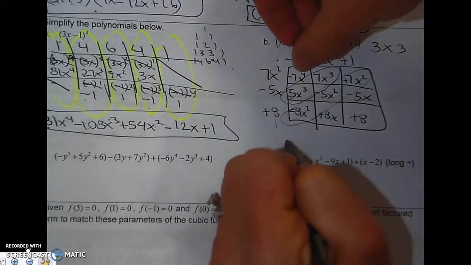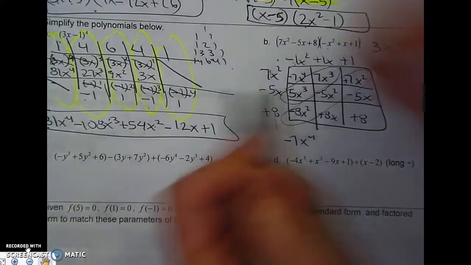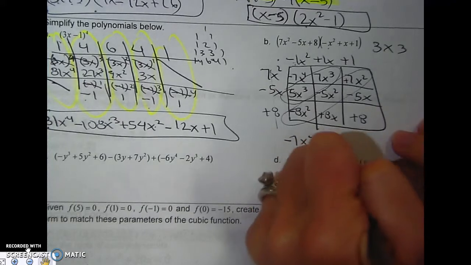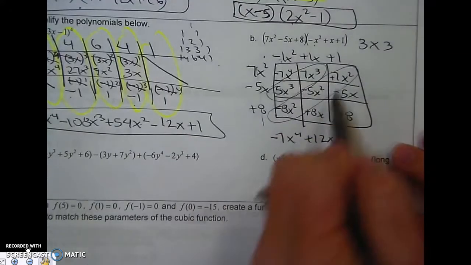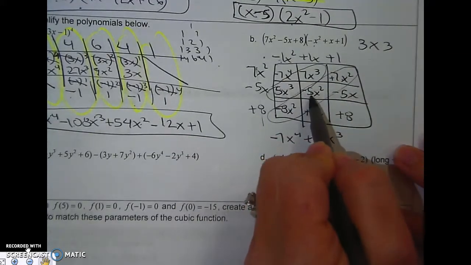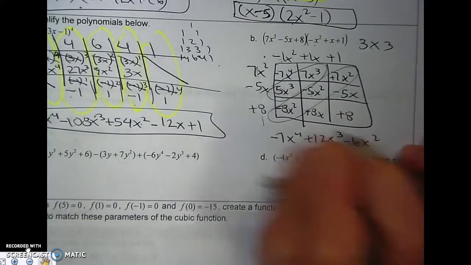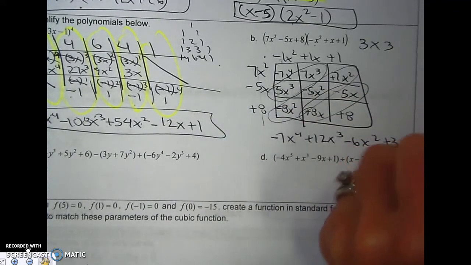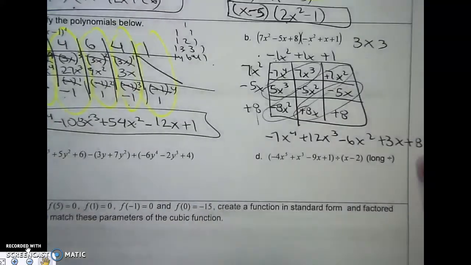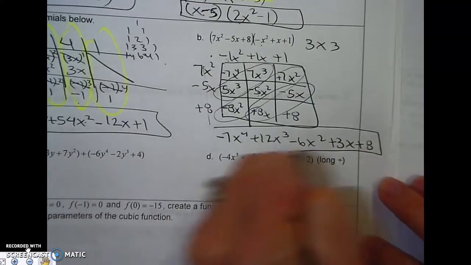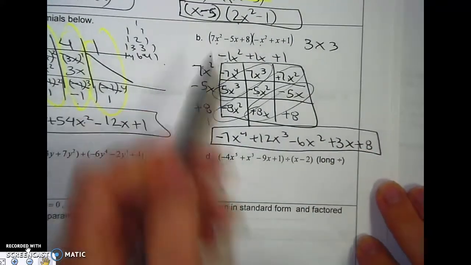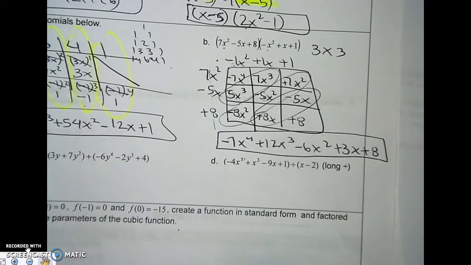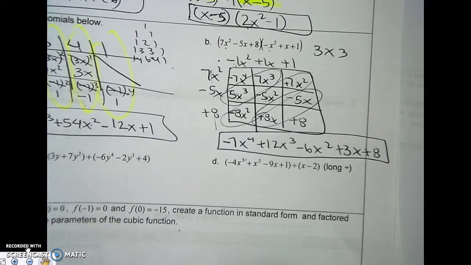So first, negative 7x to the 4th. 7 plus 5 is 12x cubed. 7 minus 5 is 2, minus 8 is negative 6x squared. Plus 3x plus 8. Now, if I have time at the end, I will take the question and set it equal to the answer so I don't lose points on silly mistakes. Let's look at the next one.